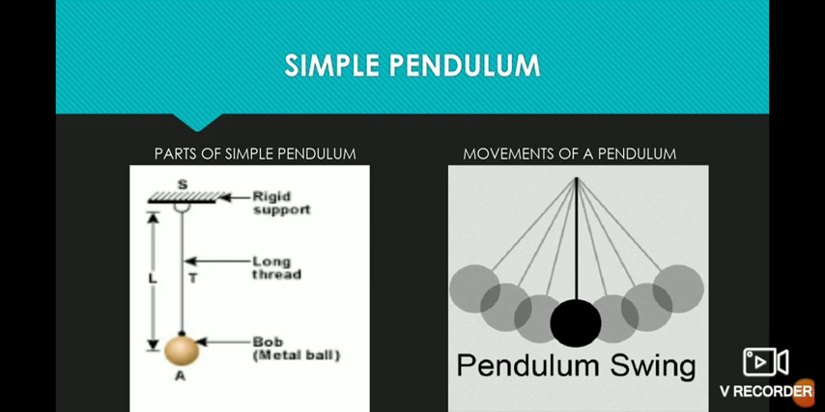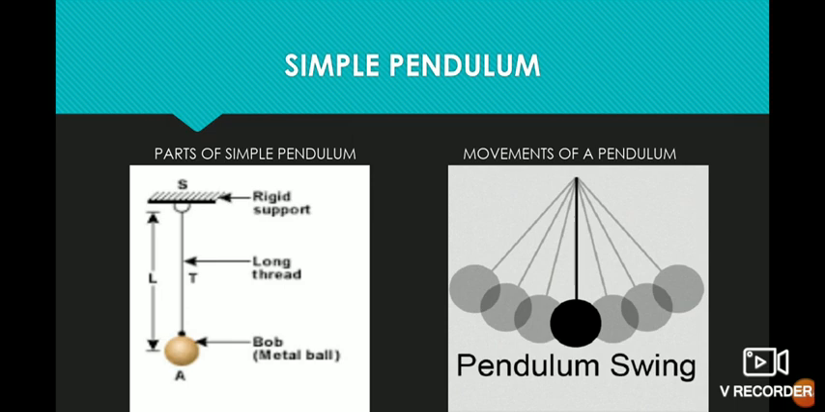Now this thread has to be fixed to a support. Okay, so we can have different lengths of the thread, and at the end of the thread you have a metal ball. So how is the movement of the pendulum? Okay, when the pendulum is not moving, it is supposed to be at rest or in its mean position.